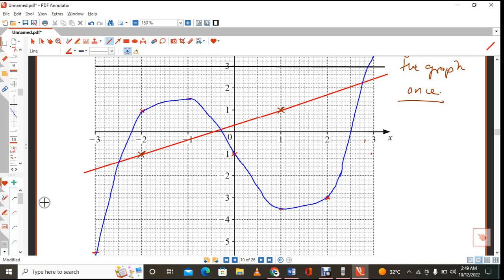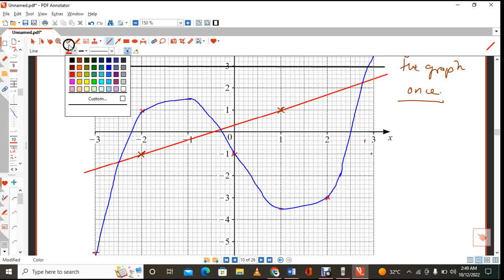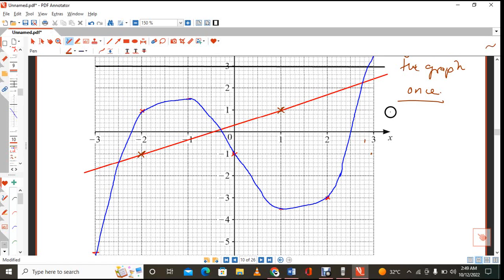Now, if we are asked to calculate the gradient of that line, it's very easy for you to find the gradient. You just need 2 points to find the gradient of a line. So let me just use the formula. One of the points is (1, 1). The other point is (negative 2, negative 1). So the gradient is you take one y value. Remember, that's x values and y values.